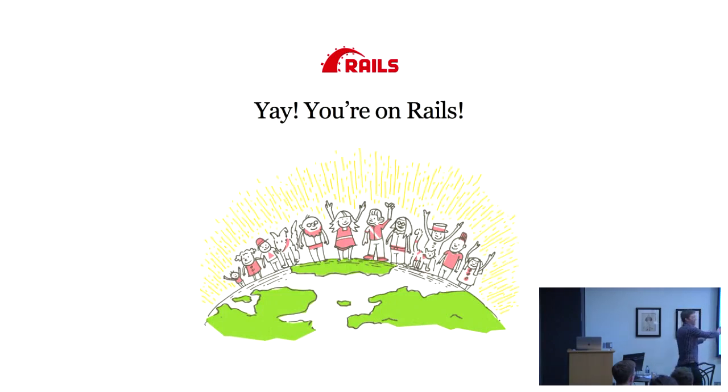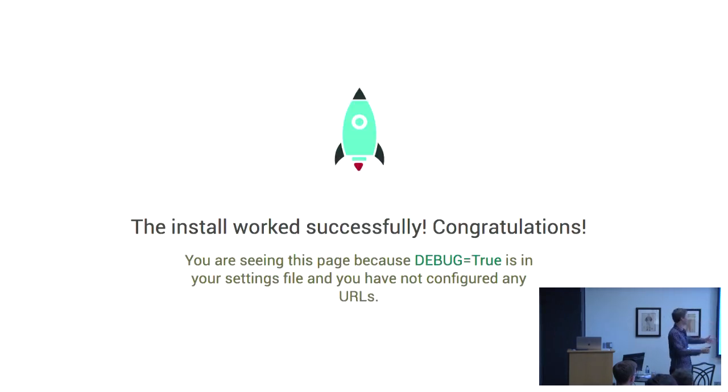I remember the first time I ever saw a screen like this. And it was incredible. It's like, wow, I did something. Like there's a server on my computer that's serving up HTML. I don't even know what all those things mean, but I can see this in my browser. That's amazing. And the Django one looks like this, which is also cool. There's a little rocket ship. Congratulations.